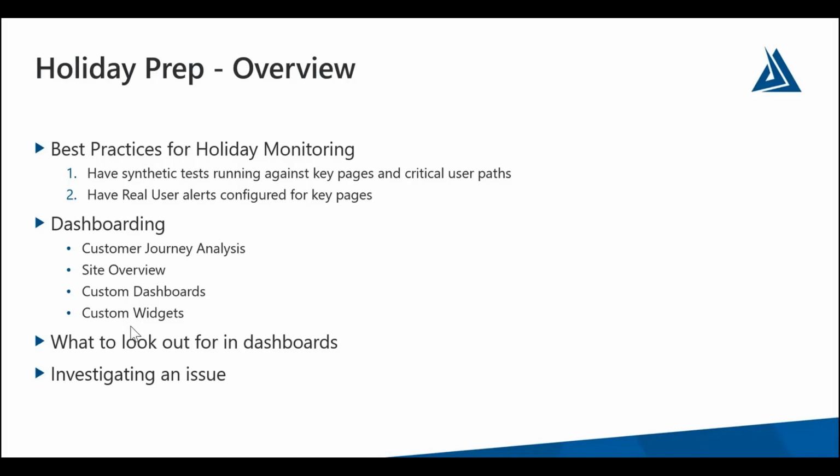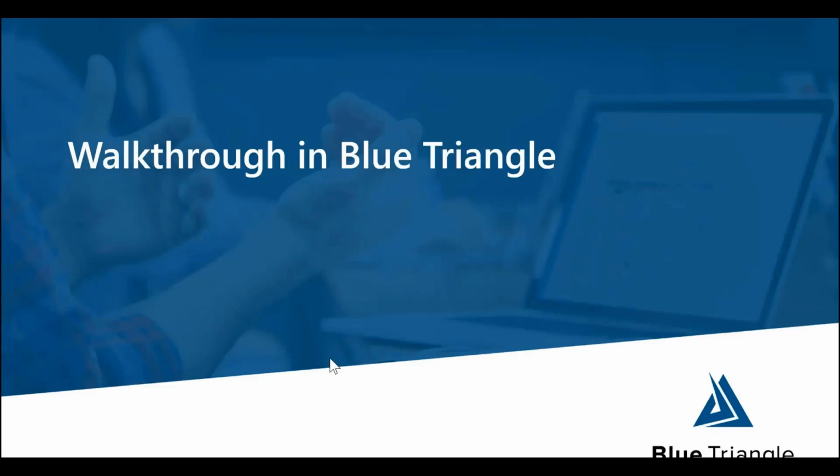So the last couple things is, after you actually have everything set up, what should you be looking out for in your dashboards while you're sitting around monitoring during the holidays? And ultimately, when you do see an issue, what kinds of things can you do to investigate the issue using Blue Triangle? So that's an overview and a little bit about the best practices. I'm not going to go through any more slides. I'm going to jump right into the Blue Triangle portal, and I'm going to start walking you through these different things. So where I want to start first actually is our alerts. So let me pull this up here.